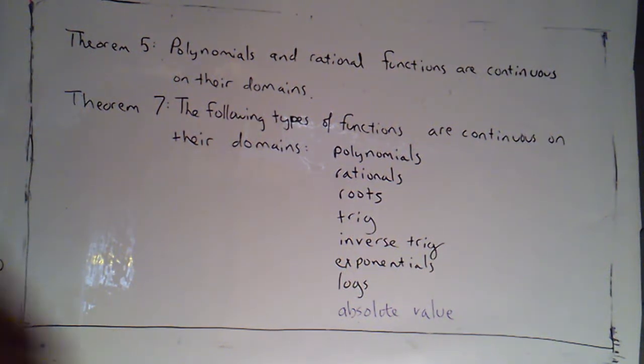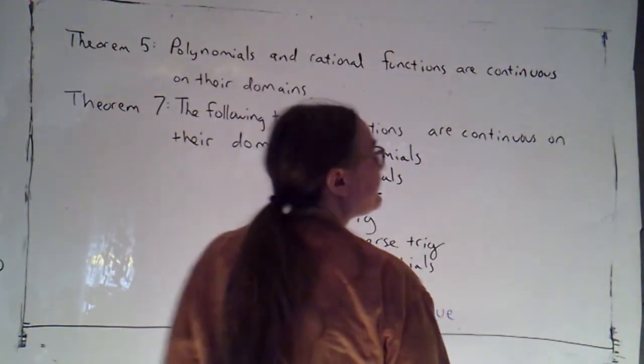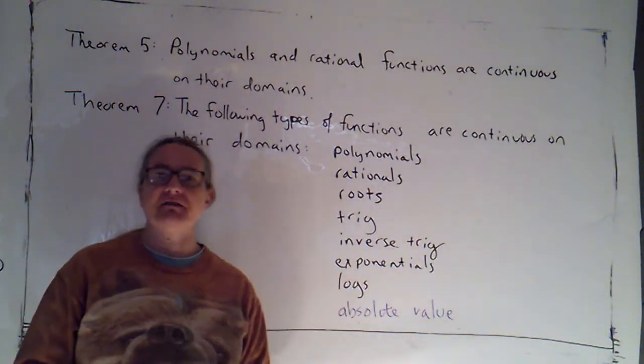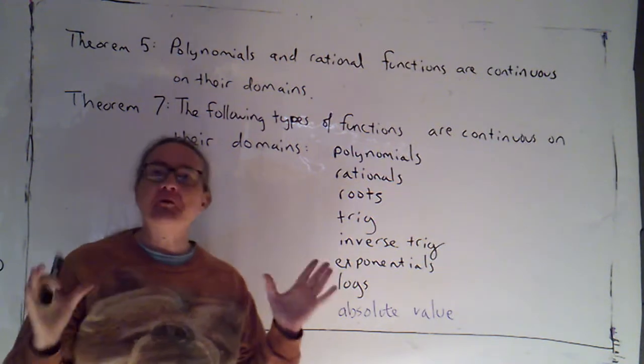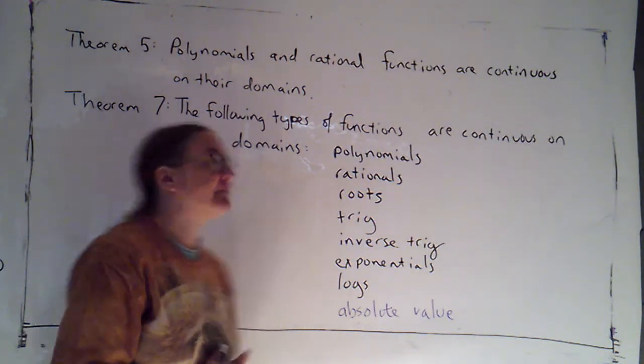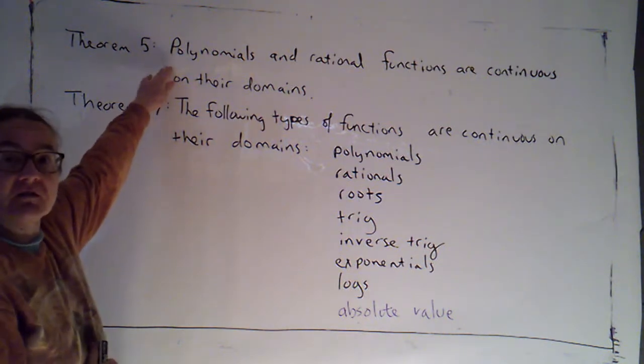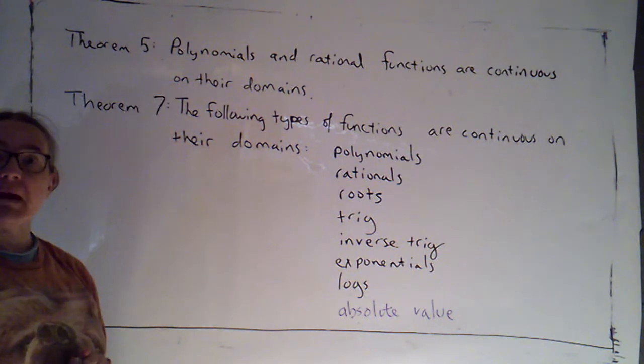I've got two theorems up on the board. This is information that I gave you earlier when we were looking at algebraic ways of evaluating limits, but now the book is just formally stating it. Okay. So Theorem 5 tells us that polynomial and rational functions are continuous on their domains.